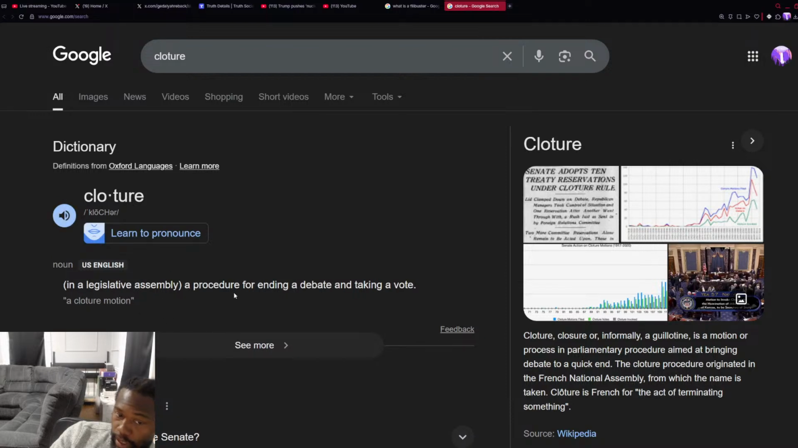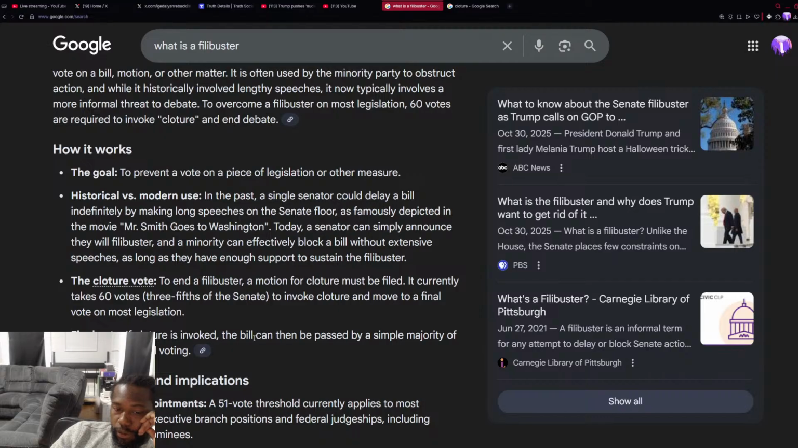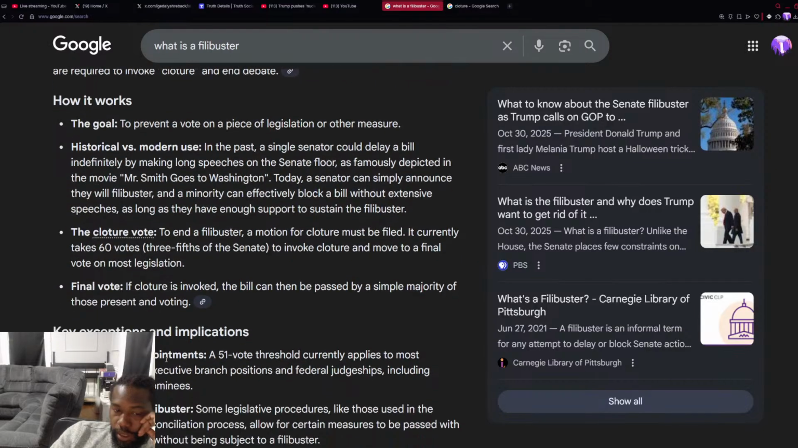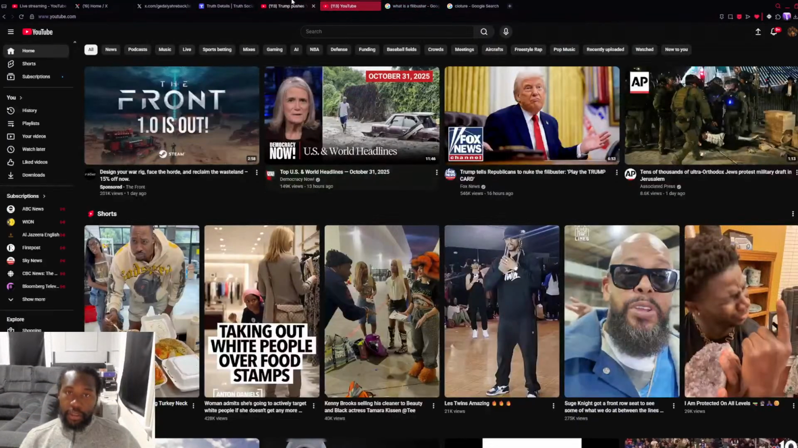In legislative assembly, a procedure for ending a debate and taking a vote. It currently takes 60 votes, three-fifths of the Senate, to invoke cloture and move to a final vote on most legislation. Final vote: if cloture is invoked, the bill can then be passed by a simple majority of those present and voting. Presidential appointments: a 51 vote threshold currently applies to most nominations for executive branch positions and federal judgeships, including Supreme Court nominees. I don't know what the hell, so I guess they use it as some way of not voting on something.